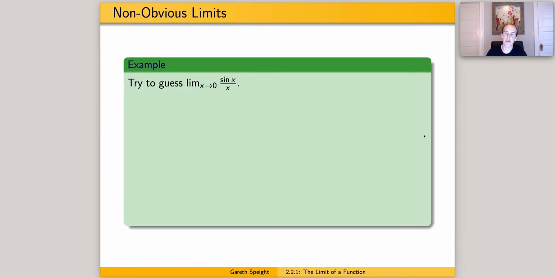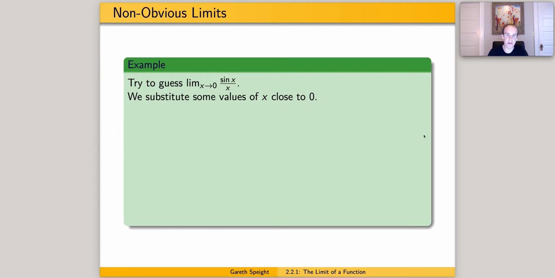Okay, so let's look at some non-obvious limits where we can't just plug in. Let's try to guess the limit as x tends to 0 of sine x over x, if it exists at all. And clearly we cannot just plug in x equals 0, because if we try to do that, on the top we will get sine of 0, which equals 0. And on the bottom we will get x equals 0, so we will get 0 over 0. And remember that for mathematicians like me, 0 divided by 0 is a nightmare. I cannot do anything with 0 over 0, right? It doesn't make sense. So this function is not actually defined at 0.